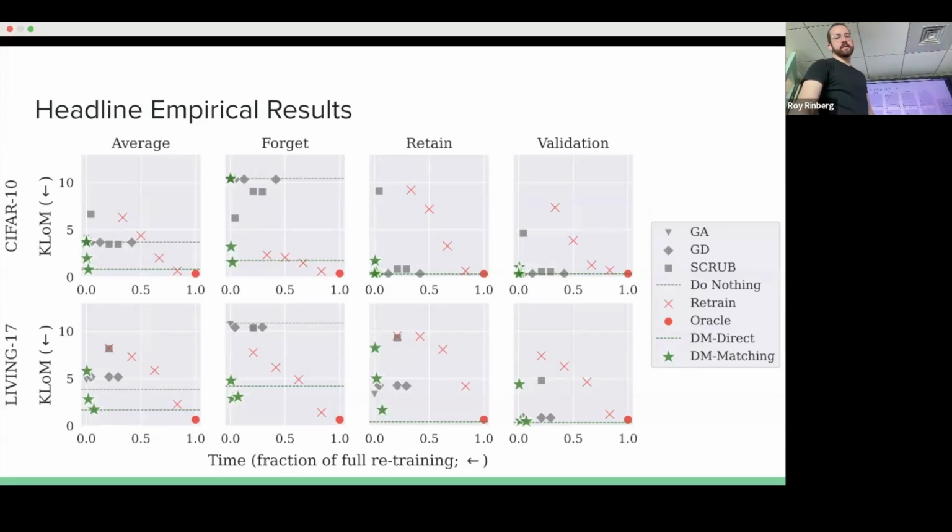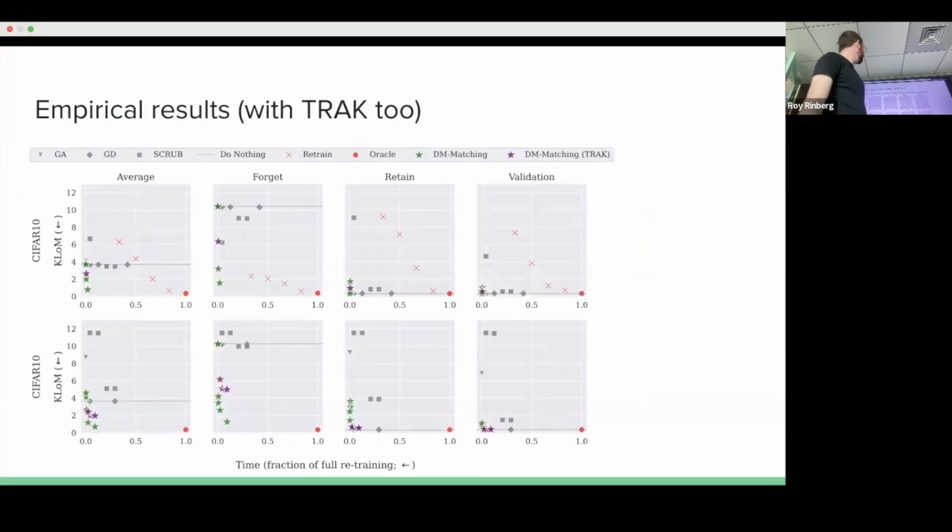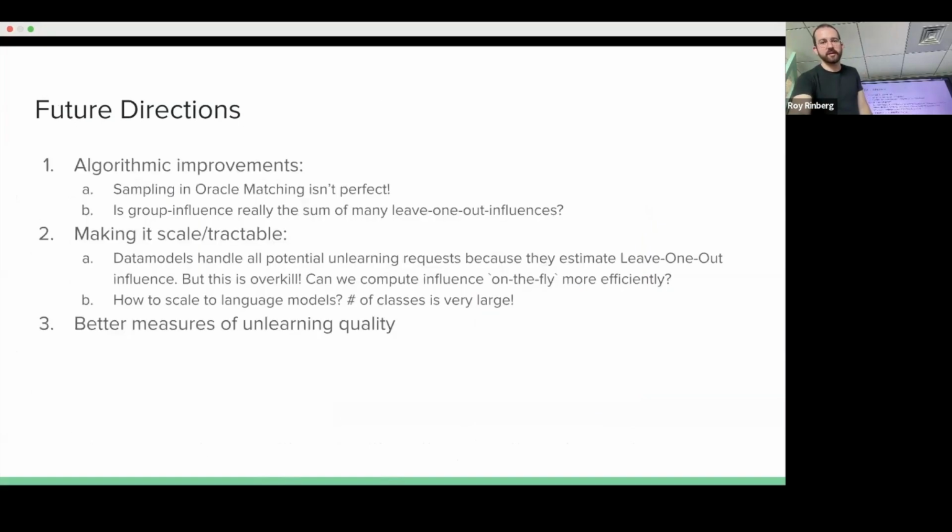And so, I just wanted to show this one plot, just slightly different, but it's adding TRAK data model, which is another data model matching, and it doesn't work as well, but it works pretty well. That's all this plot is showing. I won't focus on this.